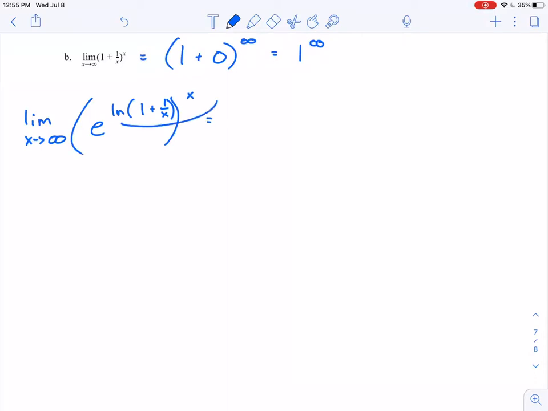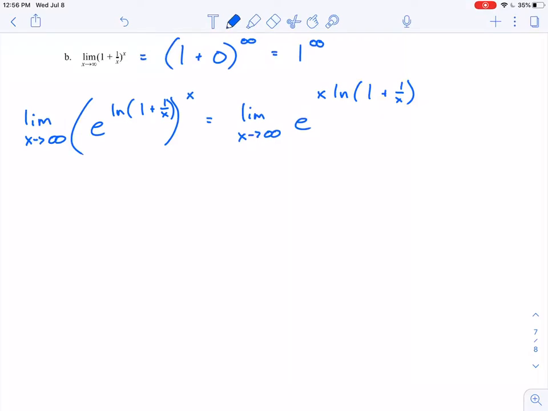But I have a power raised to a power, so I'm going to multiply those two powers. This is really limit as x approaches infinity of e raised to the x times natural log of 1 plus 1 over x power. So I know e is a constant. I really want to look at what this power is doing. Let's see if we can't figure that out.